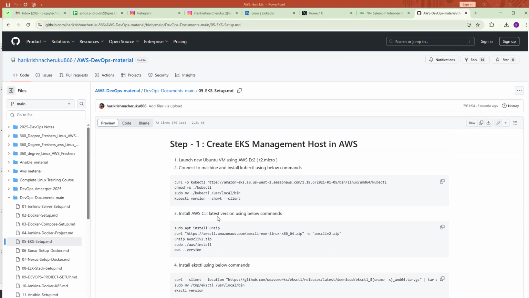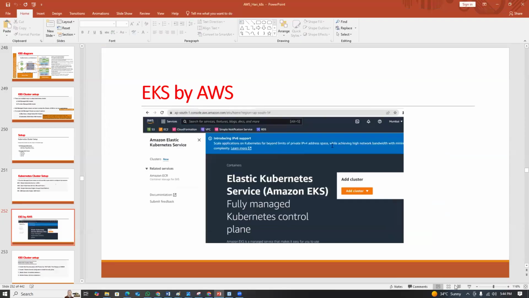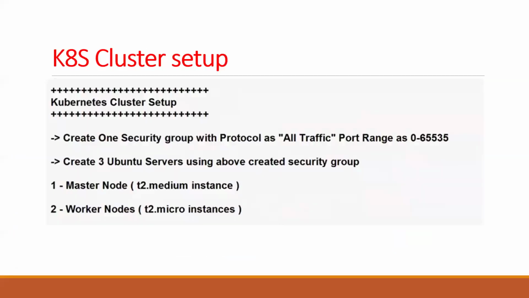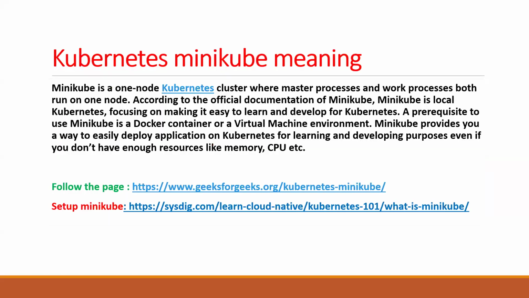So this is nothing but a Kubernetes cluster creation. Kubernetes cluster setup: create one security group with protocol of all traffic, port range 0 to 65535. Create three Ubuntu servers with the above created security group. So this is nothing but a self-managed Kubernetes cluster.